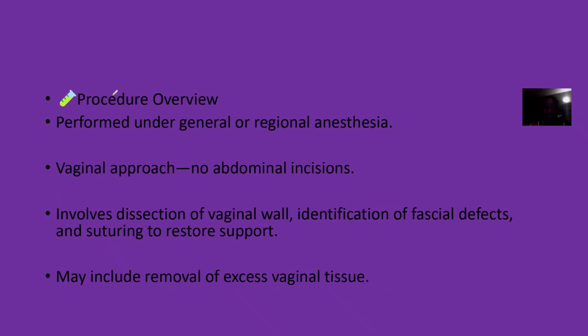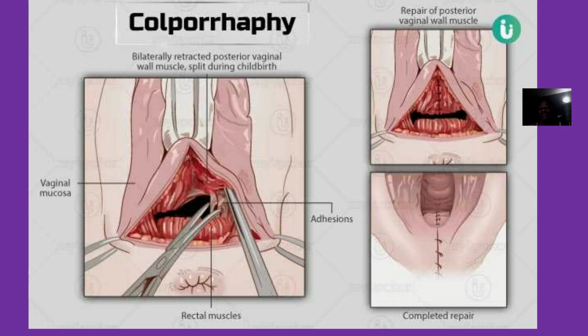Okay, so procedural overview is usually performed under general or regional anesthesia. The vaginal approach is not through the abdomen, right? Involves dissection of vaginal walls, then identification of fascial defects, then you can also remove excess vaginal tissues. Okay, so that was it for what colporrhaphy surgery will do.